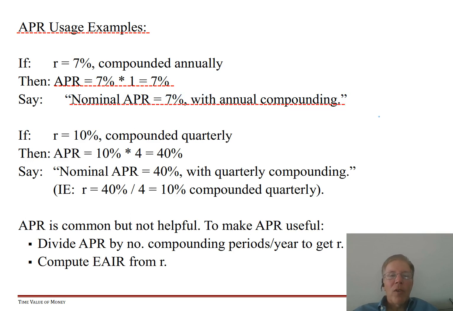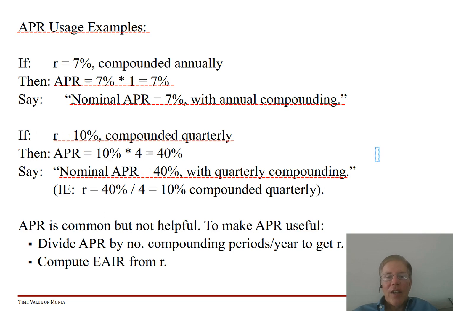Now let's go back to our quarterly example. We have an interest rate of 10%, but compounding quarterly here now. Then our APR, as I typed in above, is just 10% times 4, or 40%, okay? And we would describe this by saying the nominal APR of this deal is 40% with quarterly compounding, okay?